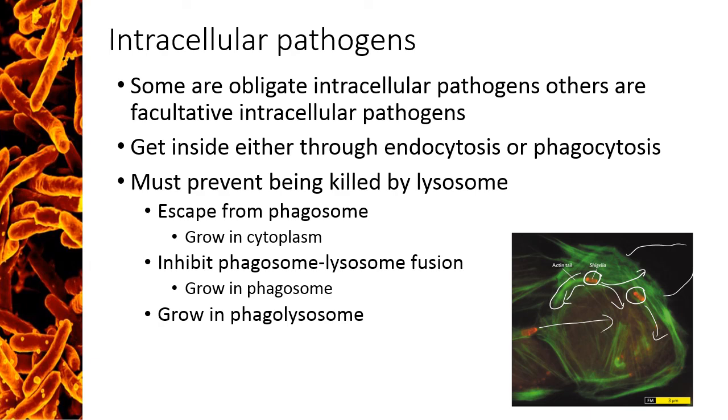There are some microbes that will inhibit phagosome-lysosome fusion. So they go in through the phagosome, and then they have proteins that prevent fusion of the phagosome with the lysosome, which has all the killing enzymes, so those pathogens grow perfectly happily inside the phagosome itself. And then there's a third, much smaller group of pathogens that just say they don't care about all of your destructive pathways and they can grow perfectly fine in the phagolysosome. They have to have virulence factors that allow them to detoxify that lysosome so that they don't get killed.